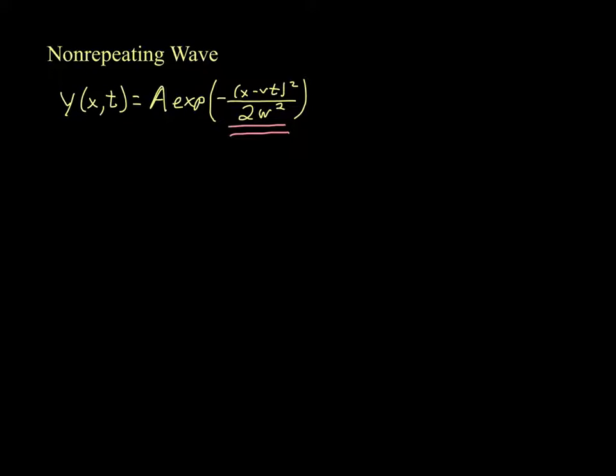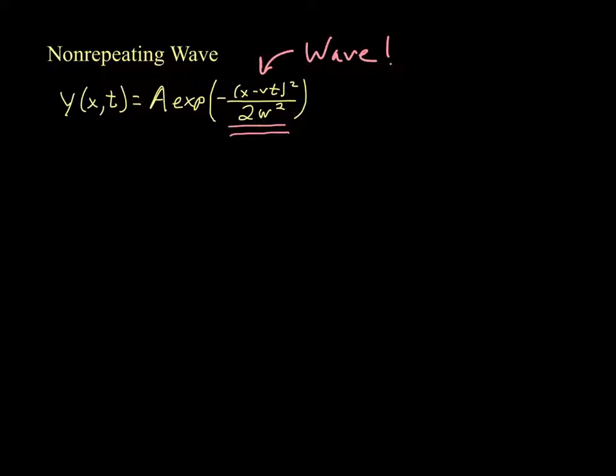The Gaussian function has the following form. It's an exponential, but with the exponent completely squared. So the exponent is always negative, with the minus sign out front of the squares. The x minus vt tells you that it's a traveling wave, since all traveling waves are a function of the quantity x minus or plus vt.